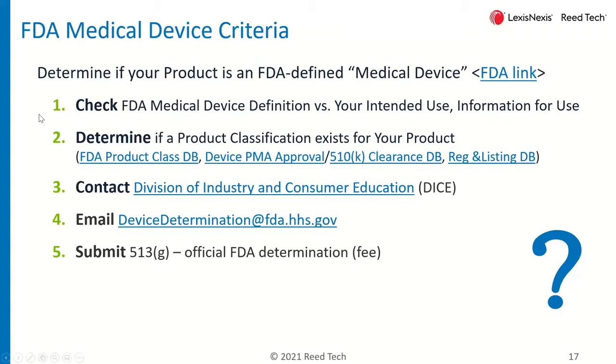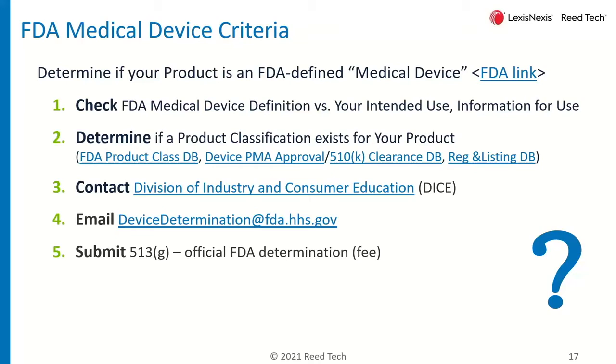But the first one is to, first of all, check against the FDA definition. Follow the link in the upper right there. It gives you some steps very similar to what you see here. And you can compare your claims about your product, your intended use, your information for use, and see how it bounces against the FDA definition. That's one of your primary functions that you need to answer.